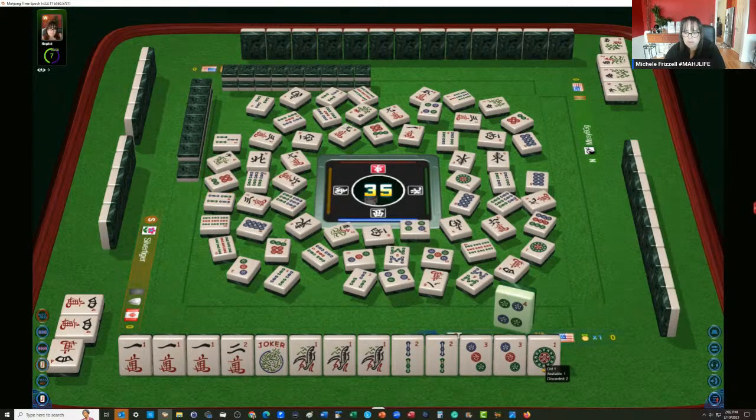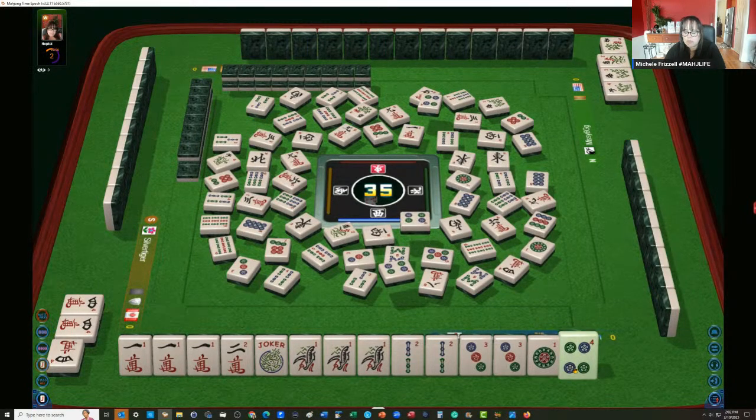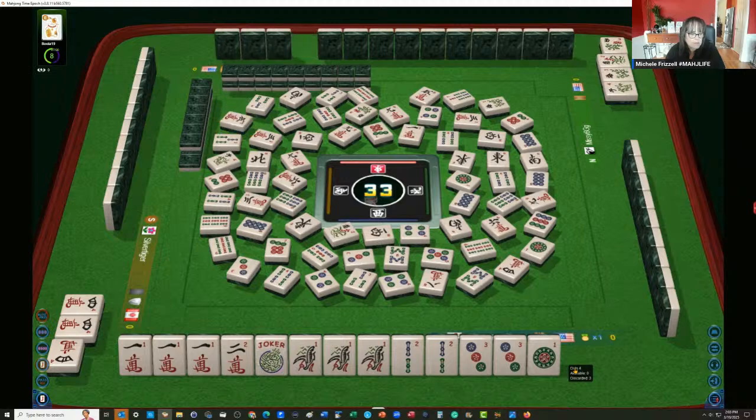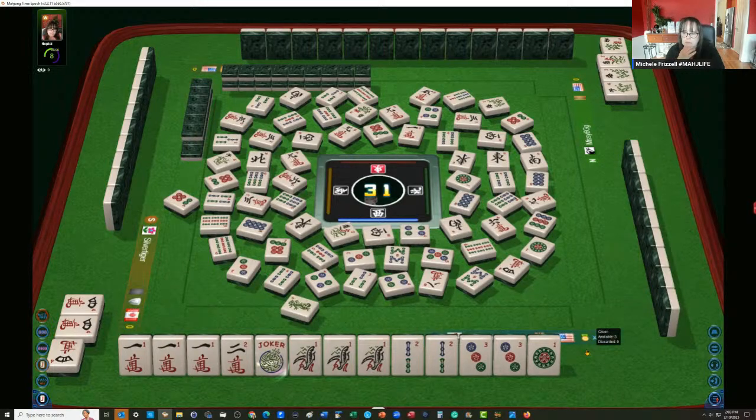6 dots. Somebody's holding it though. Okay, these are all out. Nobody wants these. 4 dots. And we're concealed. South wind. 5 characters. 6 dots. Ooh, dragon. No dragons are out. I wonder if they're playing a dragon hand. Green dragon.